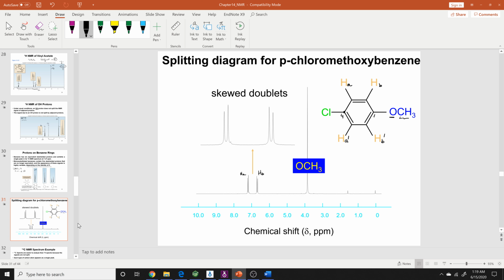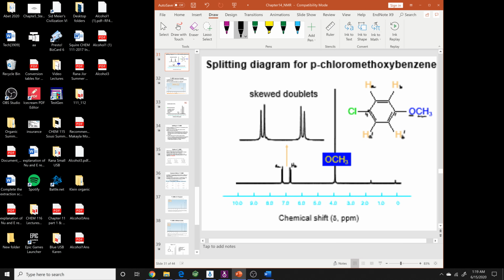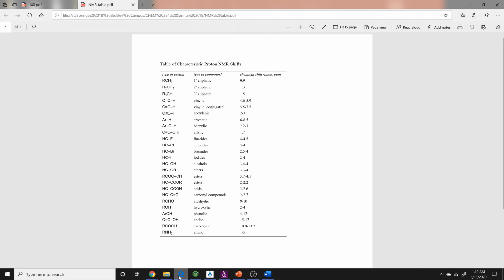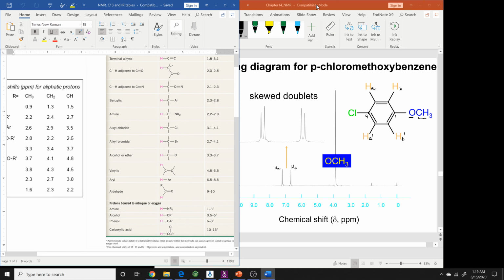There is an NMR table that I would like you to use, and that NMR table is really very important. So I'd like you to check this NMR table, and I will upload it. Okay, let me see where it is, it's here. So this NMR table is very important.